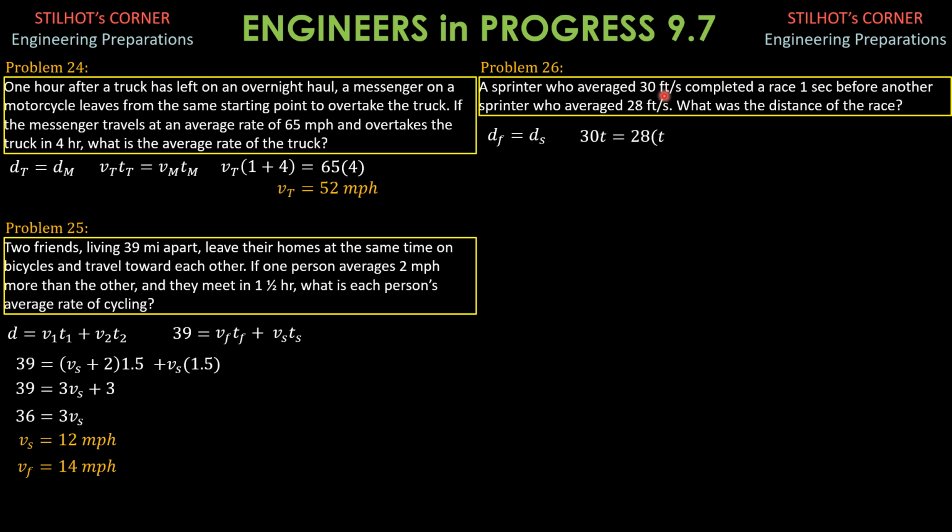So 30 times t equals 28 times quantity t plus 1. So 2t equals 28, where 2t is 30t minus 28t, and 28 is 28 times 1. So t is 28 over 2, so 14 seconds. So it took the faster sprinter 14 seconds to complete the race. Therefore, the distance of the race is 30 times t. So 30 times 14, and that is equal to 420 feet.